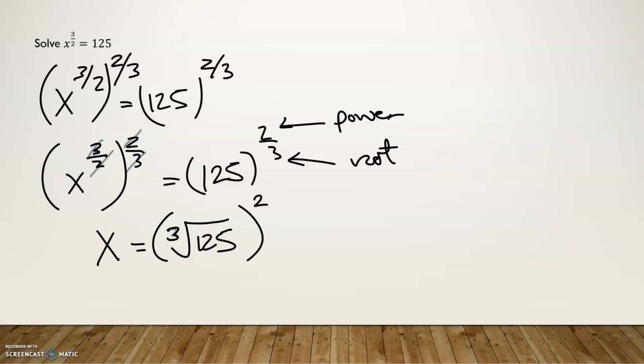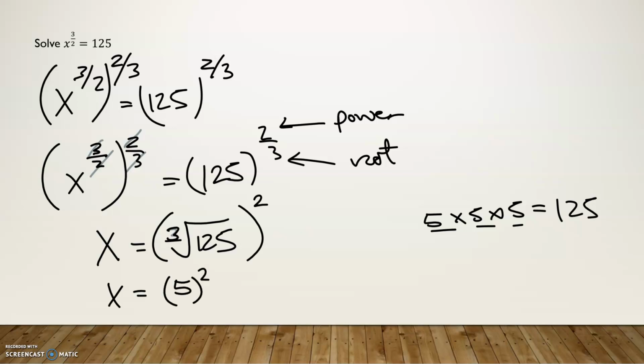Okay, so I need three numbers that when multiplied together will give me 125. Now 5 times 5 times 5 is equal to 125. I want three numbers because I'm looking for the cube root. So I found three numbers, so the cube root of 125 is just 5. And then what we're going to do is square that number. So we will have 25 as our final answer.